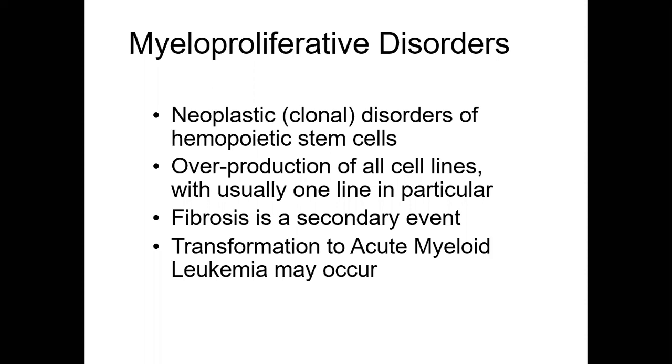The myeloproliferative disorders are neoplastic or clonal disorders of hematopoietic stem cells. There will be overproduction of one or more cell lines, with usually one of the lines predominating. In these disorders, there is myelofibrosis, which is a secondary event. And also these disorders are liable for the transformation to acute myeloid leukemia after many years.